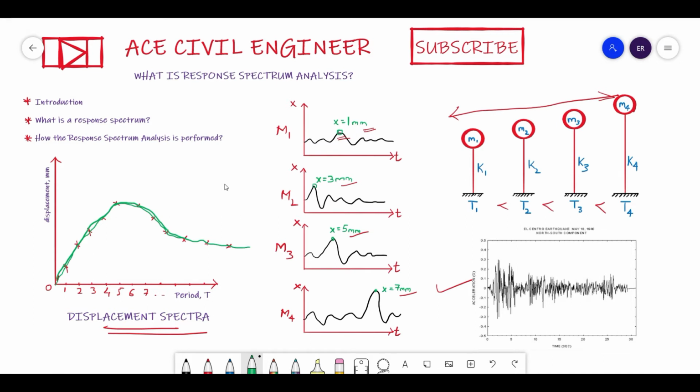Now friends, the main important point I wanted to tell you is, when you are considering this displacement spectra, this spectra is basically arrived only for a particular damping ratio. In this case, the damping ratio I have considered, for example, as 2%.